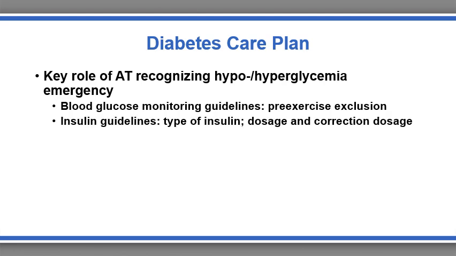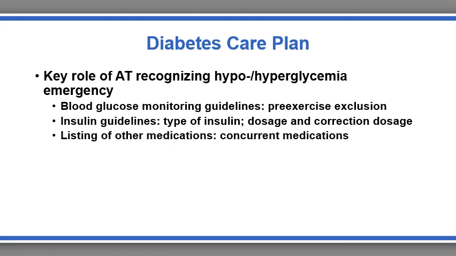Again, your insulin guidelines. You should know what type of insulin your athletes and patients are on. Know the correct dosage, okay? And particularly know correction dosages in cases where they have high blood glucose. So if an individual has high blood glucose, have an idea of the correction dosage if that's necessary.